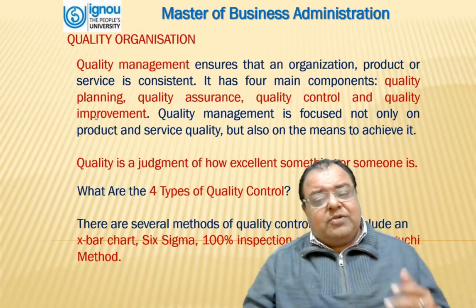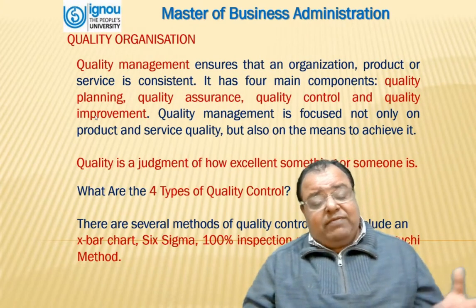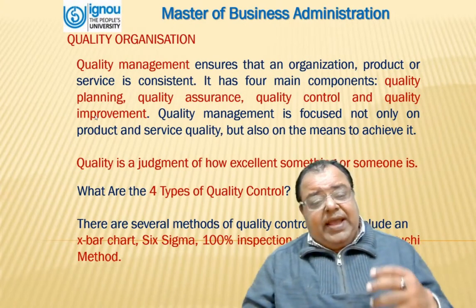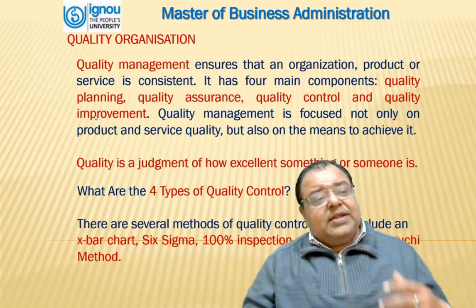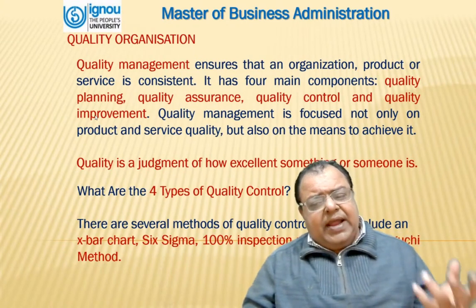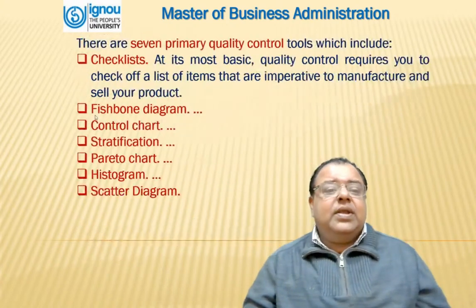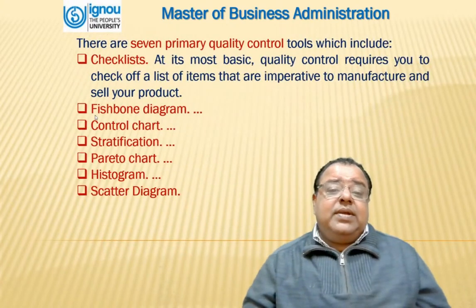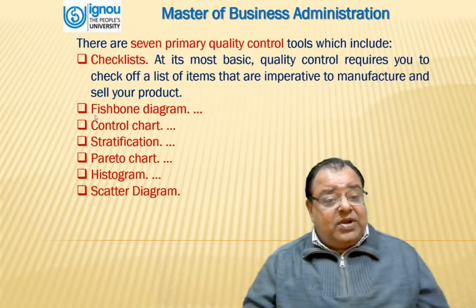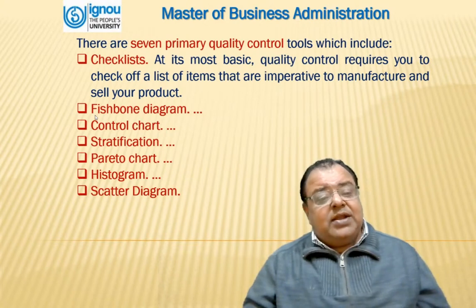What are the four types of quality control? There are several methods of quality control. These include the X bar chart, Six Sigma, 100% inspection mode, and the Taguchi method. There are seven primary quality control tools, which include checklist, fishbone diagram, control chart, stratification, Pareto chart, histogram, and scatter diagram.